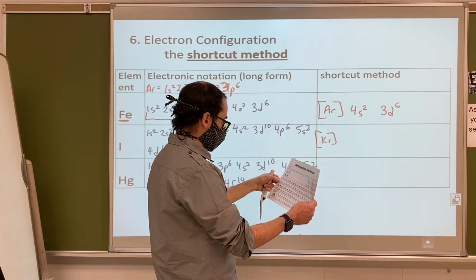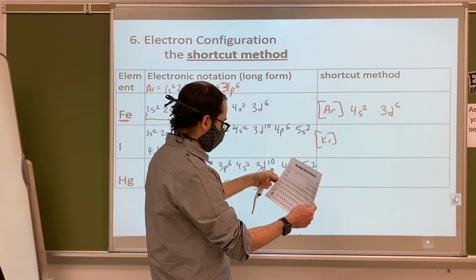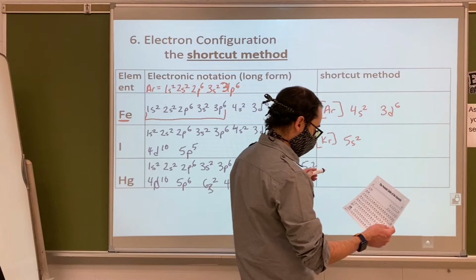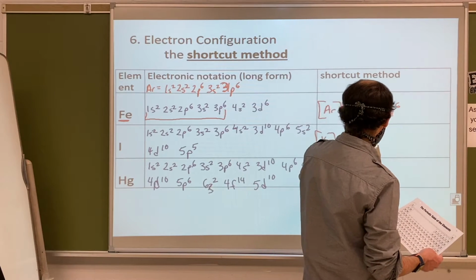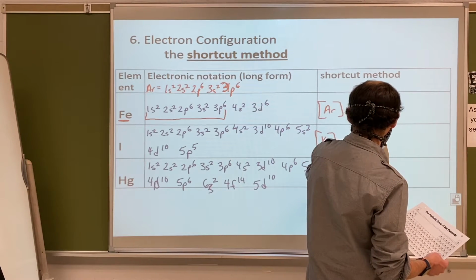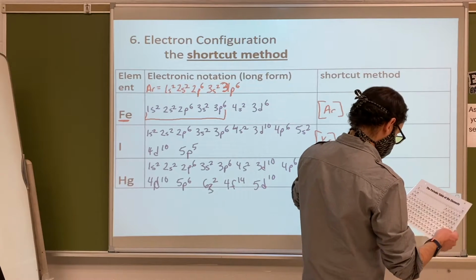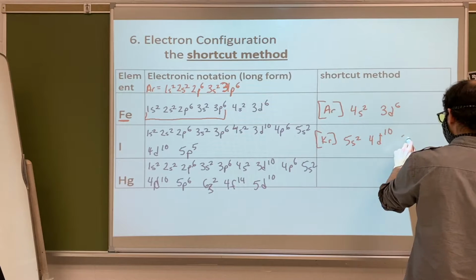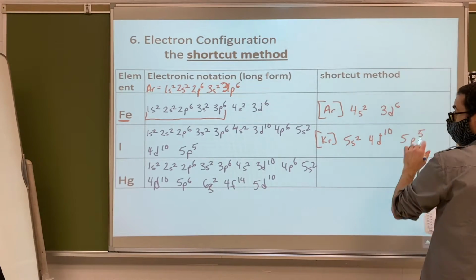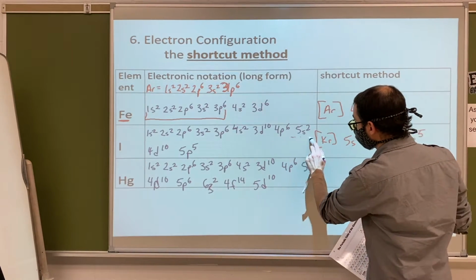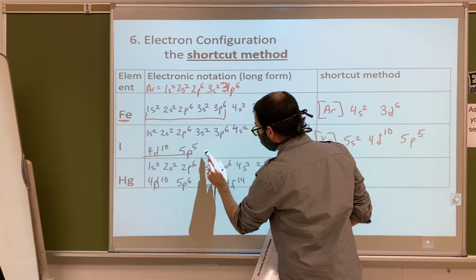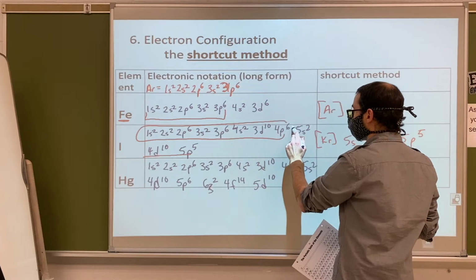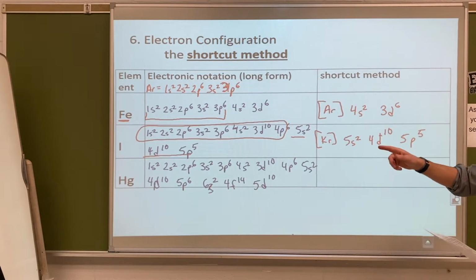All right, so 37 is rubidium. 1, 2, 3, 4, 5. So that's going to be 5s2. All right, and then we're going to do 4d10, and then we're going to go to 5p5. So everything at the end is the same because the noble gas was all of this. So all of that was krypton, all right?